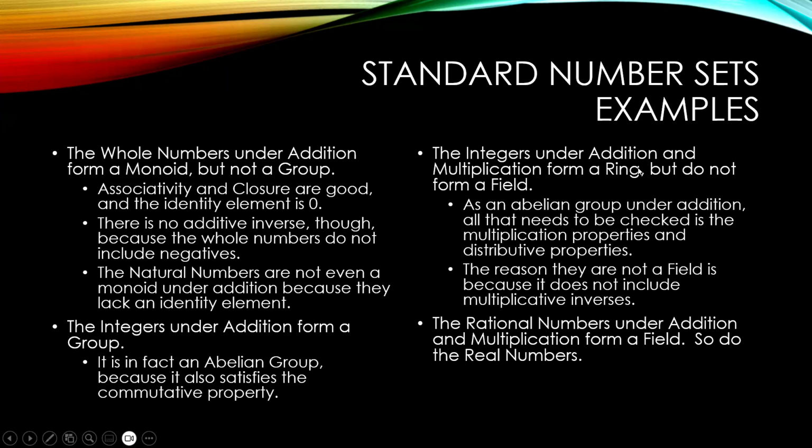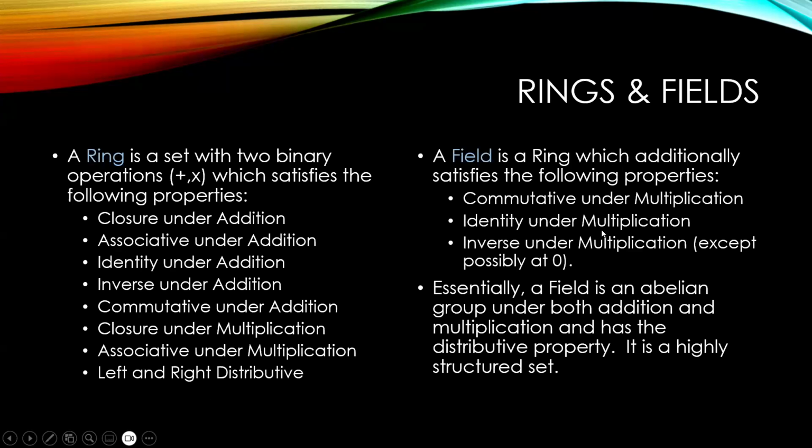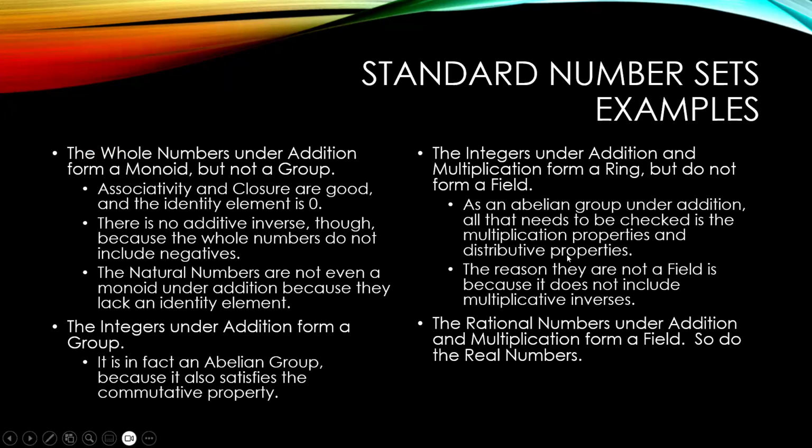The integers under addition and multiplication form a ring, but do not form a field. And so as an abelian group under addition, all that's needed to be checked is the multiplicative properties and distributive properties. Well, if we think about a field, and let's go back up, a field would include commutative under multiplication, identity under multiplication, and inverse under multiplication. Well, we don't really have an inverse under multiplication when we're talking about the integers because we need fractions. We do have associativity though. We certainly have closure. For this reason, the integers are not a field because they do not include multiplicative inverses.